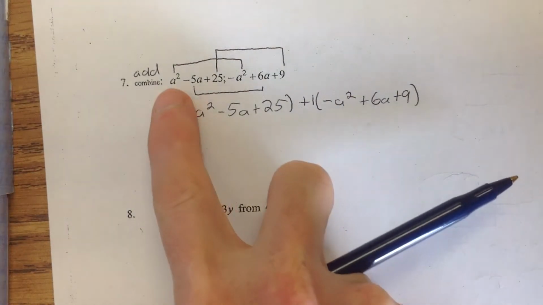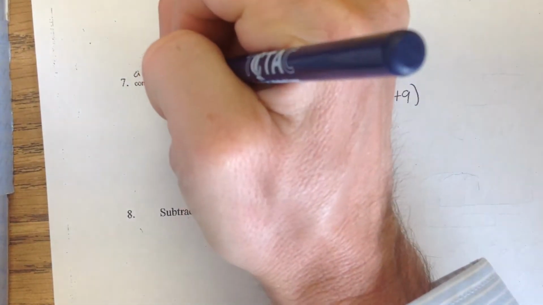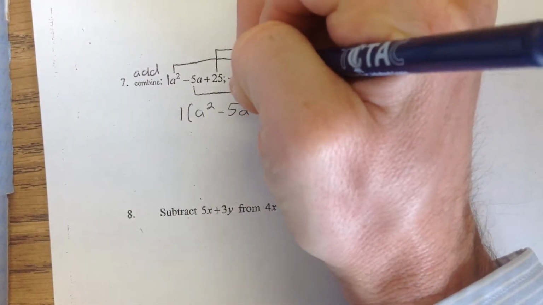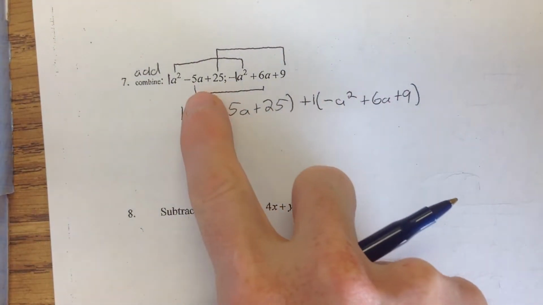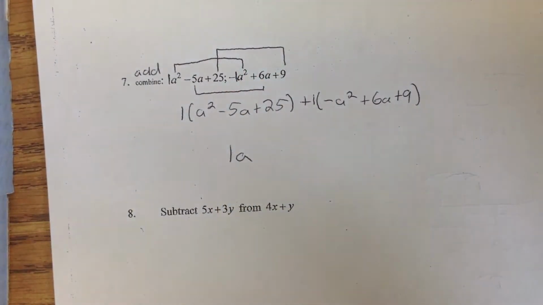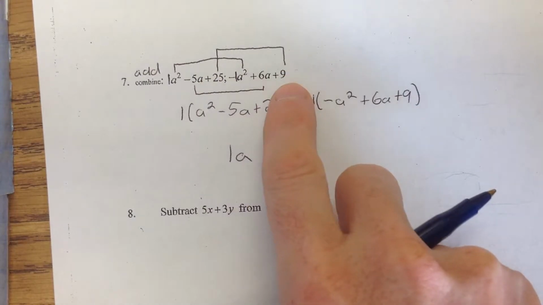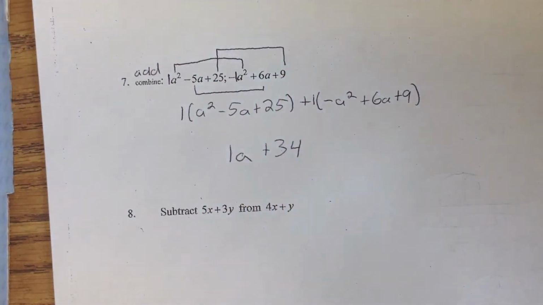So a squared and negative a squared are going to cancel out because that's a 1 and a negative 1. So they're going to combine to 0. Then we have a negative 5 plus 6. That's going to give us a 1a. And then we have a 25 plus 9, which is going to give us a 34.